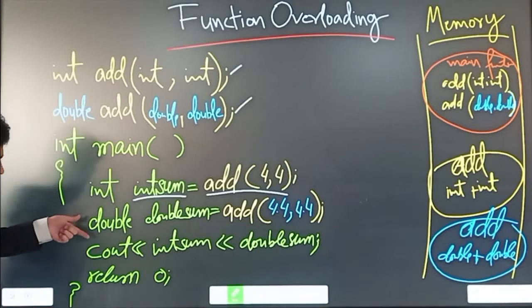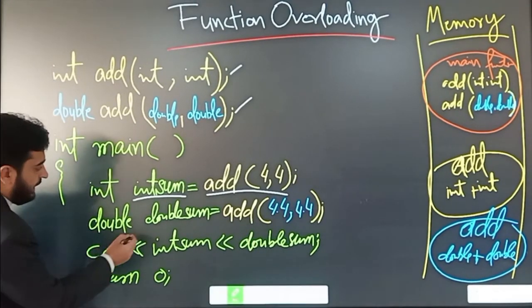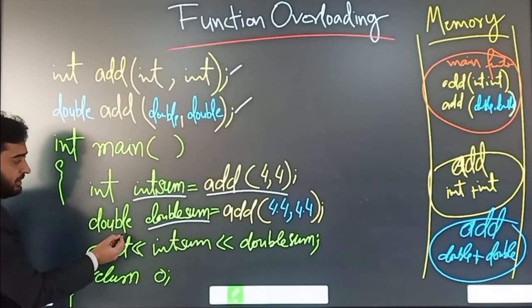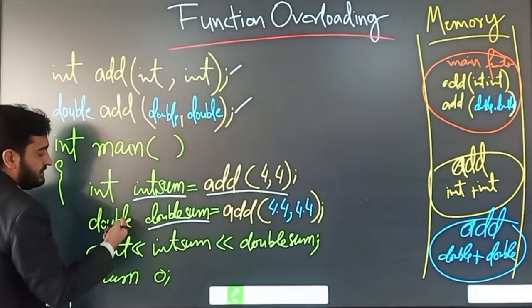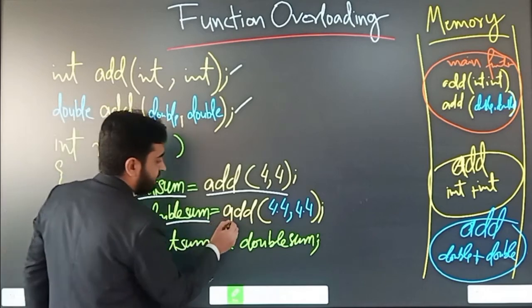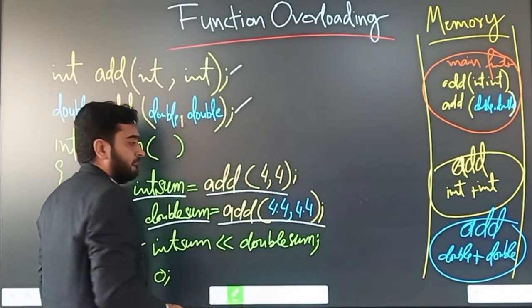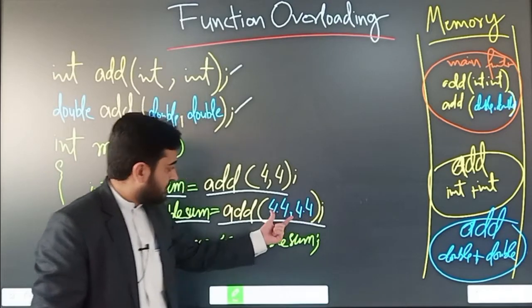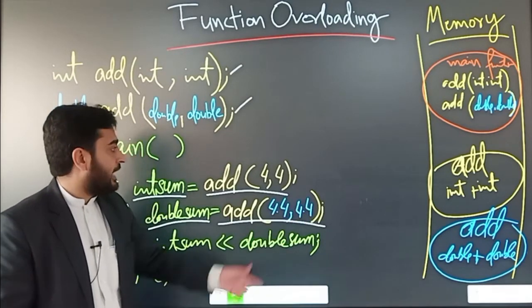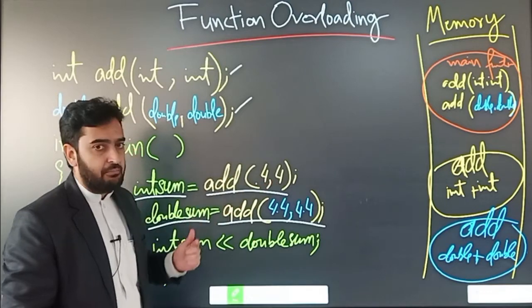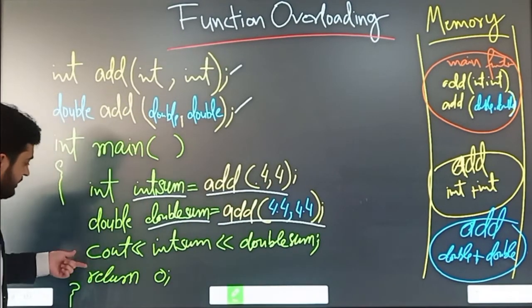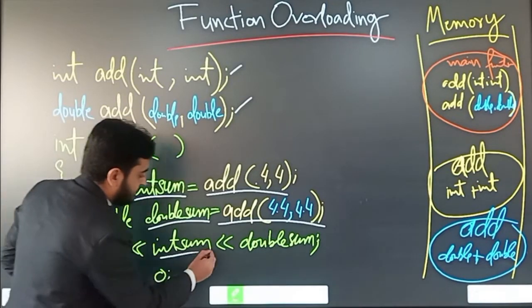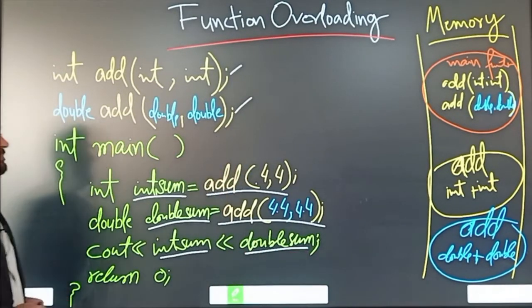Okay, and in the second statement we have declared the double sum variable, and its type is double. We have called the add function with arguments 4.4, 4.4. So these are the arguments of type double, and those were the arguments of type integer. And then we have printed out on the screen the value of integer sum and the value of double sum.